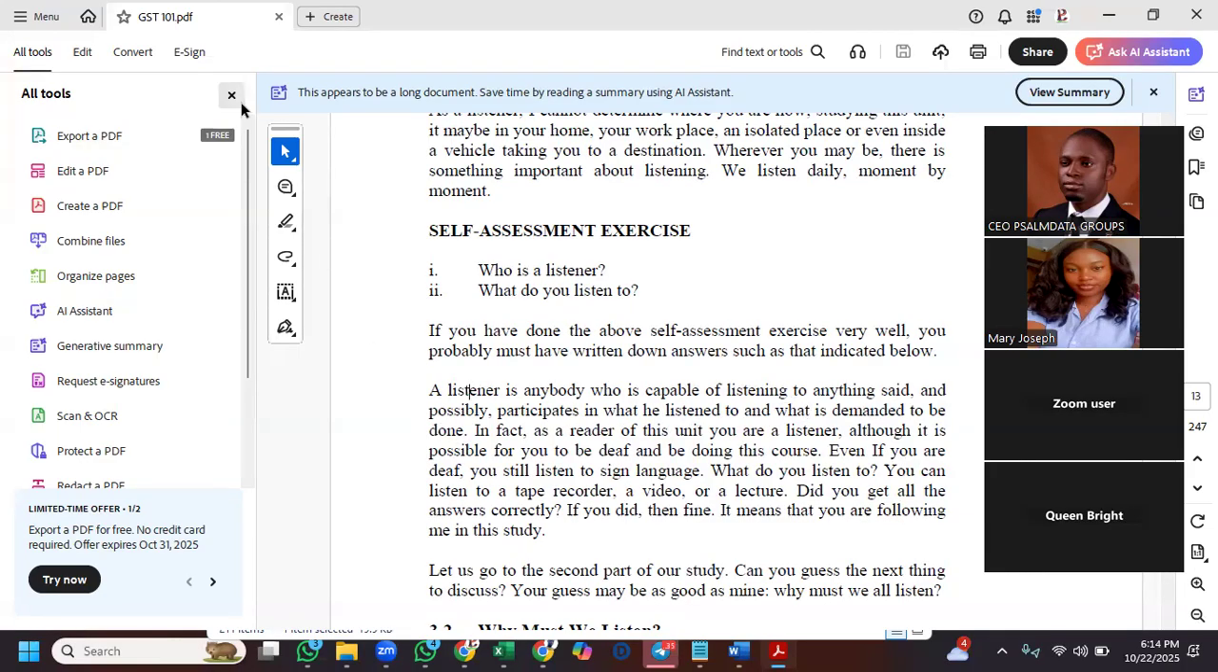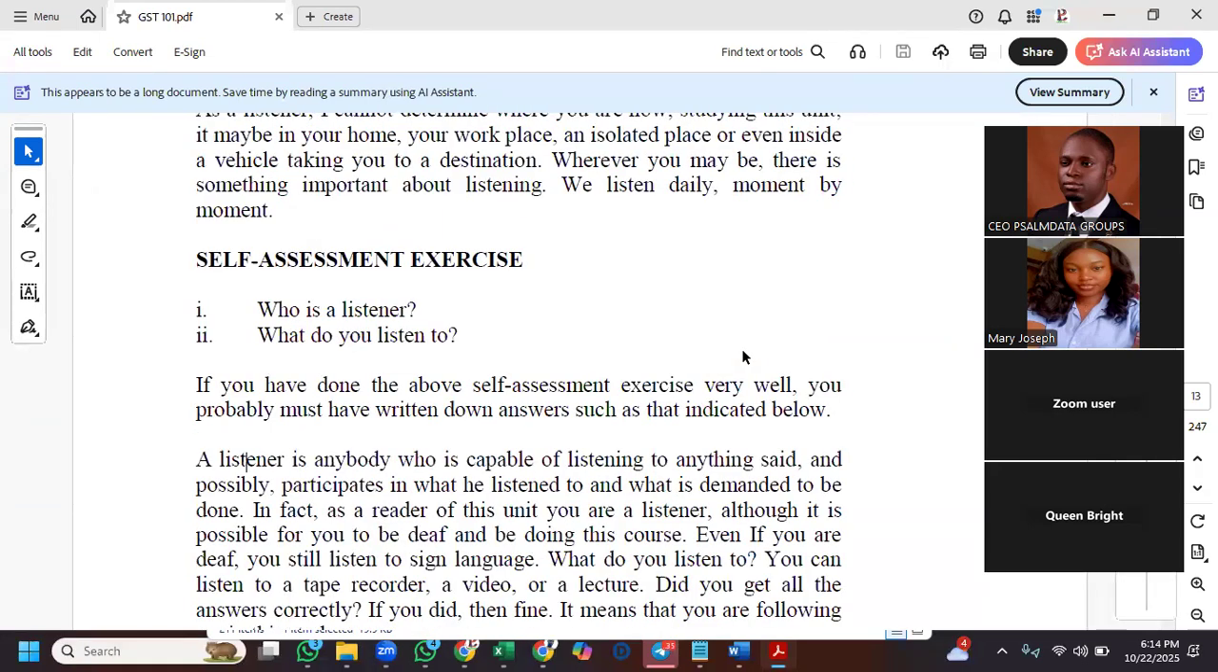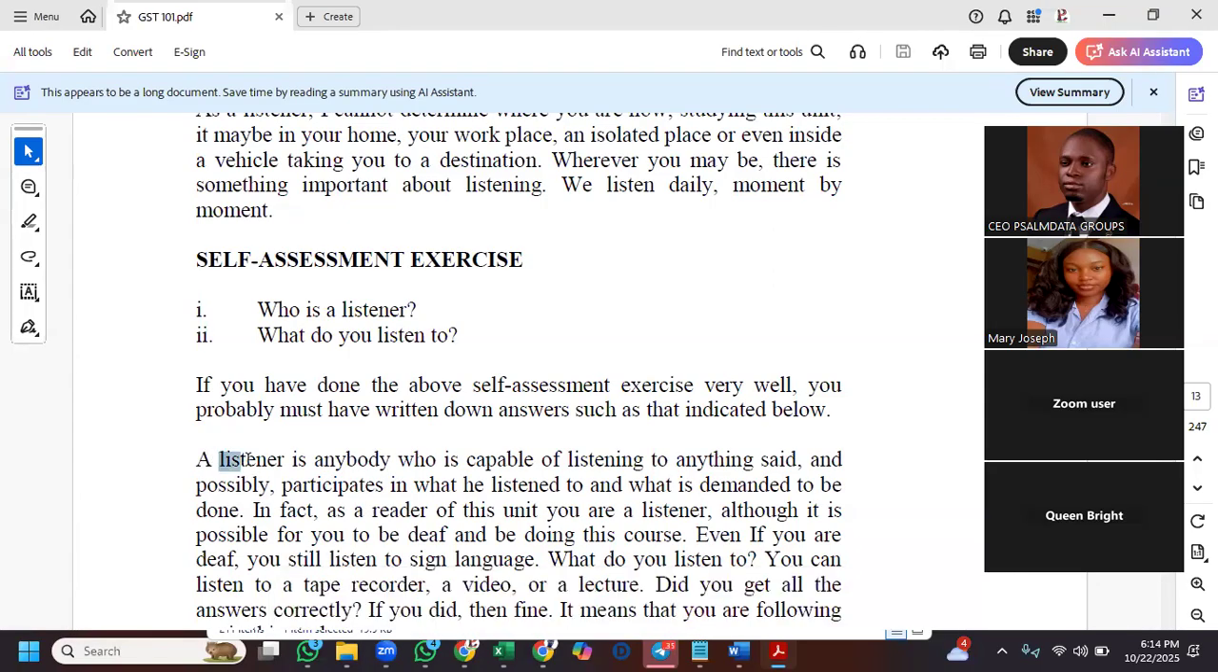Okay, that is the definition. That full stop is the end of it. A listener is anybody who is capable of listening to anything said and possibly participate in what he listened to and what is demanded to be done. What they normally cut out here is listener.